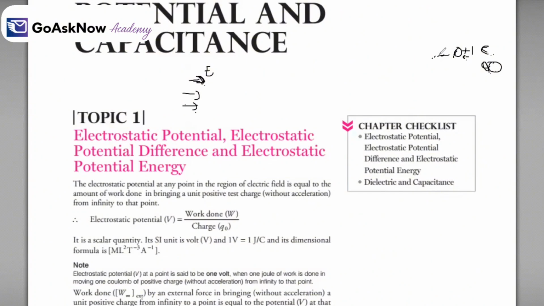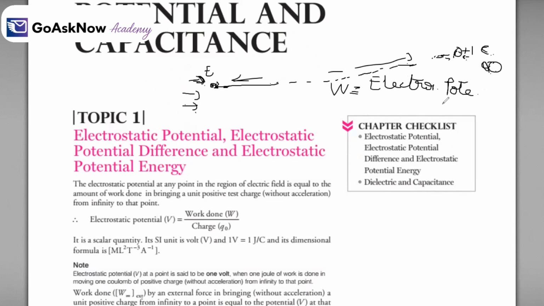Very slowly. After moving it to this point in the electric field, the net work done in bringing this charge from infinity to this point along this path will be equal to what? The electrostatic potential. This is called electrostatic potential.